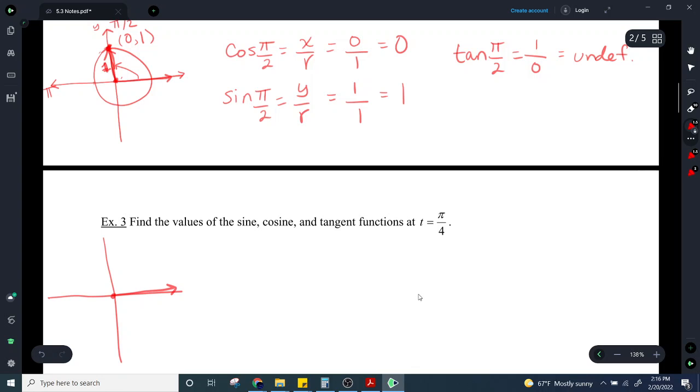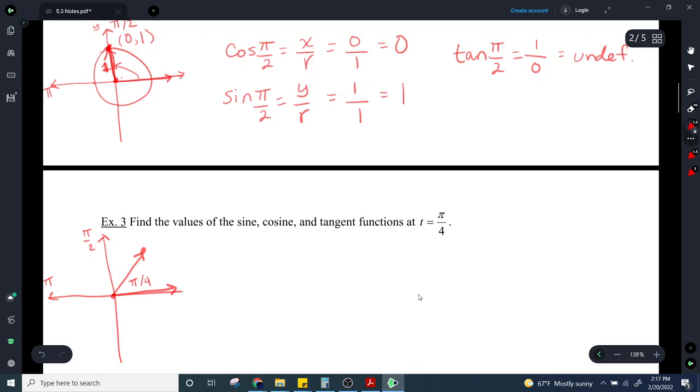Start out on the positive x-axis. Remember, this is pi over 2 up here. This is pi over here. I only want to go 1/4 of a pi. So really start thinking about distances when you draw these radian measures. 1/4 of a pi just puts me into the first quadrant. All right? So this would be my angle, pi over 4.